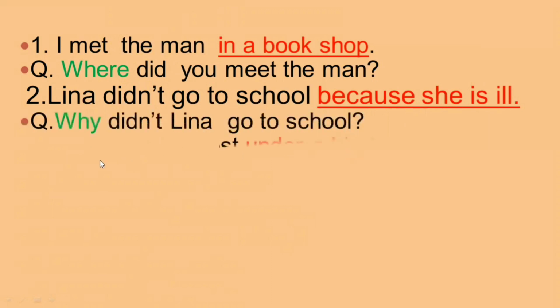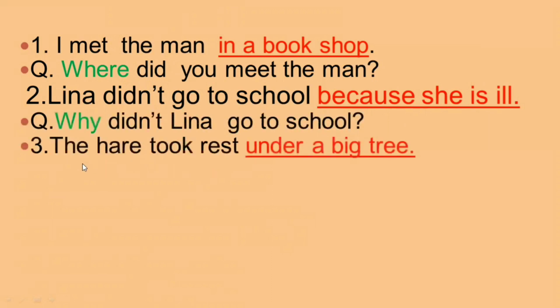And question mark. Next, the hare took place under a big tree. The underlined word indicates the place. So you have to take where. Then, no auxiliary verb, so you have to take do, does, did. As the main verb took is in the past tense, you have to take did. Where did, then the subject, the hare. Where did the hare? And the present form of the verb took is take. Where did the hare take race?